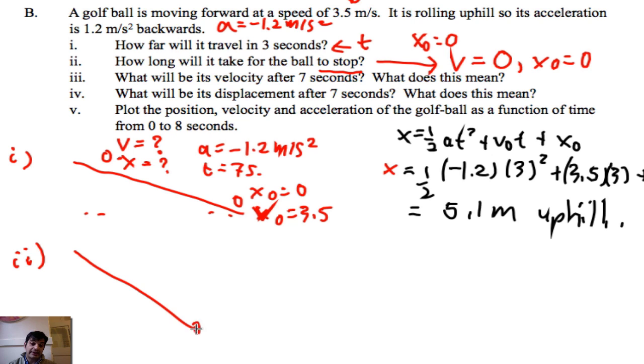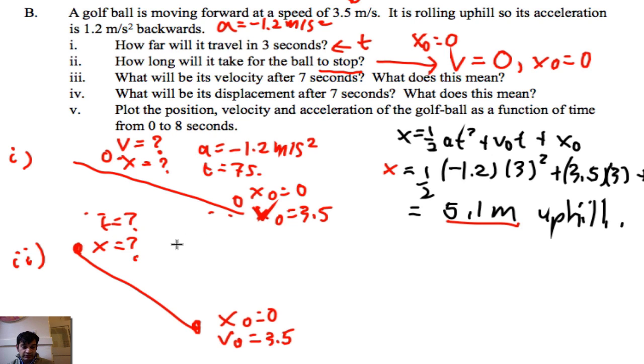New diagram. We have x naught is 0. We have v naught is 3.5. We have an unknown x. Do not use 5.1. You don't know that it was stopped then. So x is unknown. And we don't know the time for it to stop. We know the acceleration is negative 1.2 meters per second squared, and we do know the final v is 0.